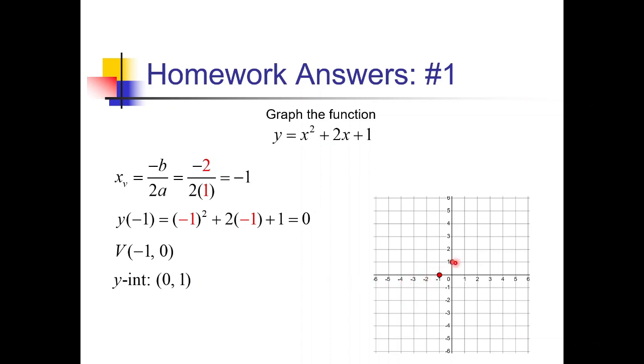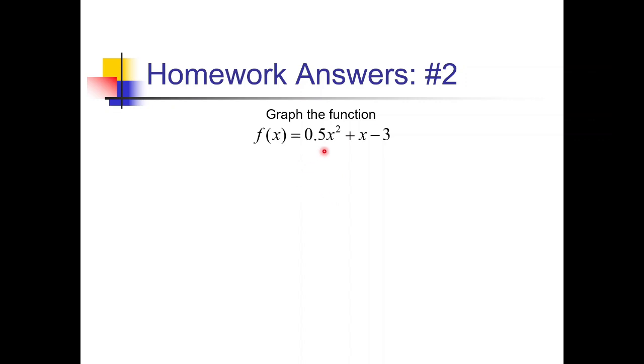So that's up here. And since I've got this, I can just use symmetry now to reflect that y-intercept over this axis of symmetry that goes through the vertex. So that reflects over to negative 2 comma 1, and that gives us our third point with which we can now graph the parabola.